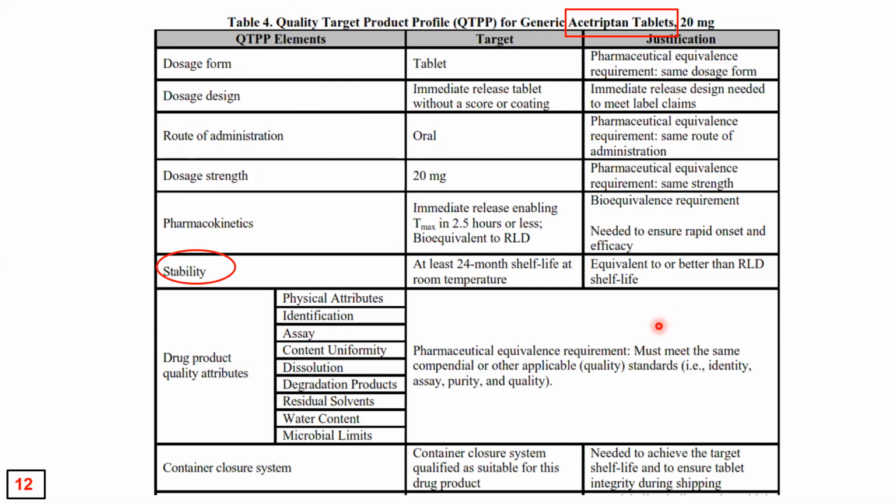Suppose you take stability as an example. Our target is at least 24 months shelf life. Shelf life is nothing but the expiry period. It should have at least 24 months, because the innovator also shows 24 months. Here they're using not exactly 24 months. If you are able to improve beyond 24 months, that is well and good, because that ultimately improves the quality of the product. It is not necessary to make it exactly equivalent to the innovator product. Some of the quality target profiles can be better than the innovator product, which can increase the quality of the product. Or else, for the innovator products, the QTPP will remain the same as that of the innovator products.